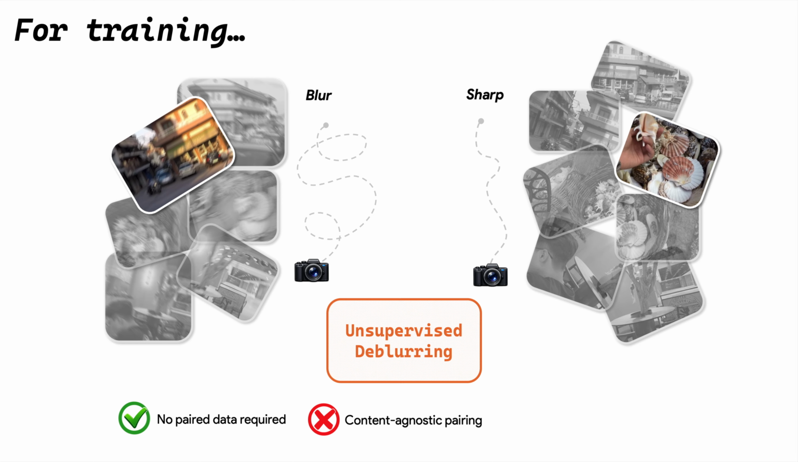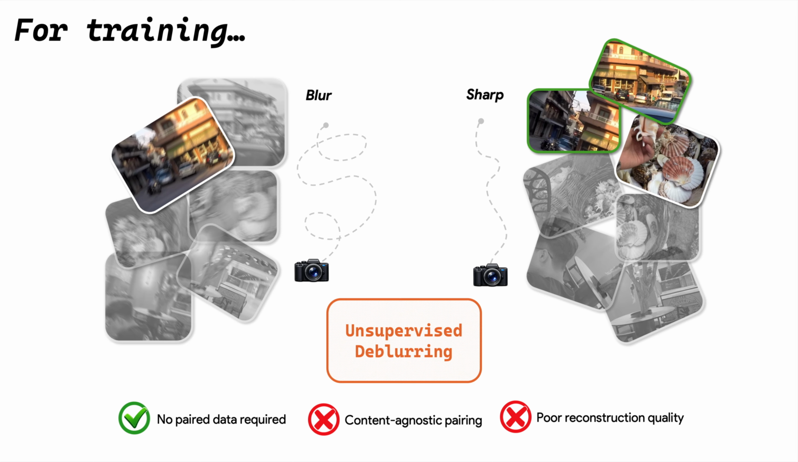Notice the blur and sharp have totally different content. The model only cares about the blur versus sharp domain difference. This is content-agnostic pairing. And the consequence? Poor reconstruction quality, so we remove the need for paired data but sacrifice reconstruction quality.